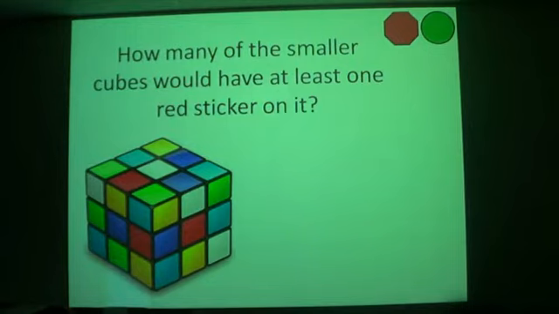How many of the smaller cubes, this being a smaller cube right here, would have to have at least one red sticker on it? Correct answer is 9, because when one face of the Rubik's Cube is all red, there are only 9 red stickers.